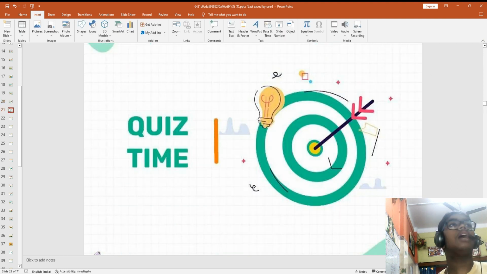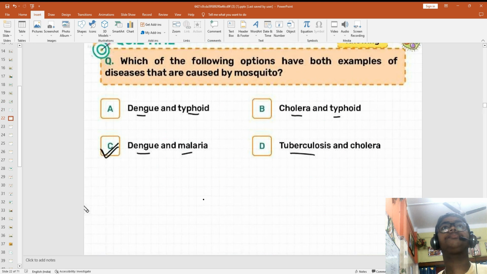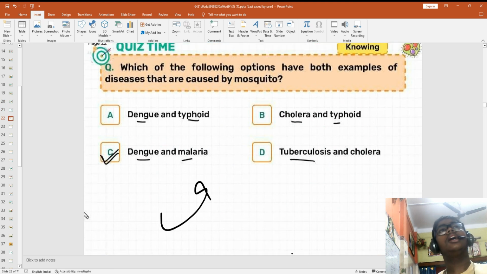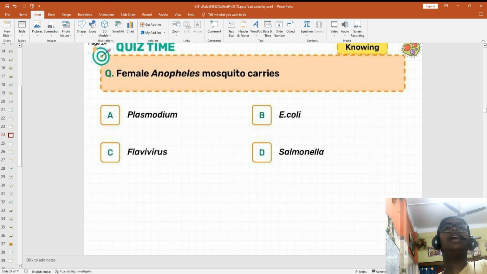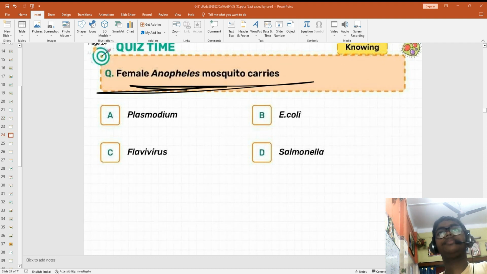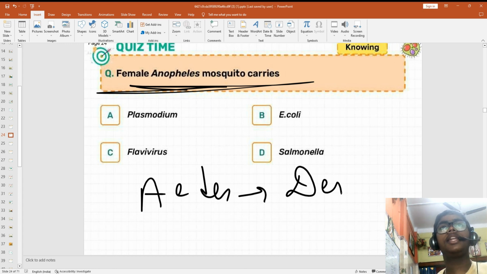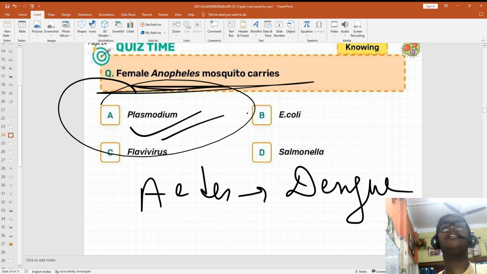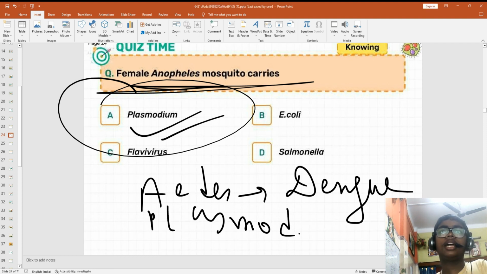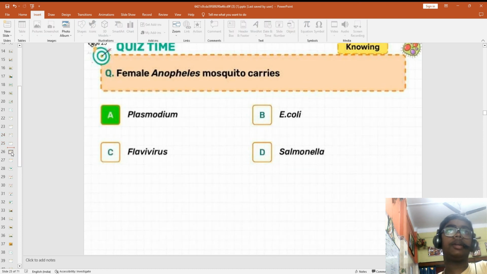Chalo, quiz time about communicable disease. Which of the following is spread by mosquito? Dengue and malaria. We all know, right? Female anopheles mosquito carries, tell me. Aedes. Remember, Aedes carries dengue. Female Aedes. So anopheles will carry, sorry, plasmodium. We have done this in the previous class. Plasmodium causes malaria. Yes, I remember. Plasmodium causes malaria. Remember this, okay?